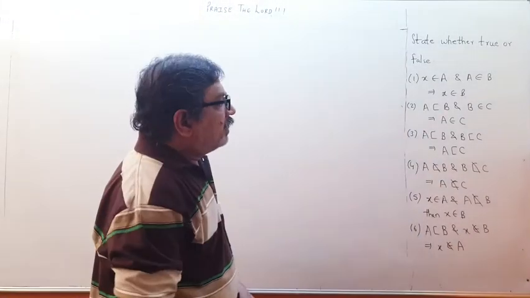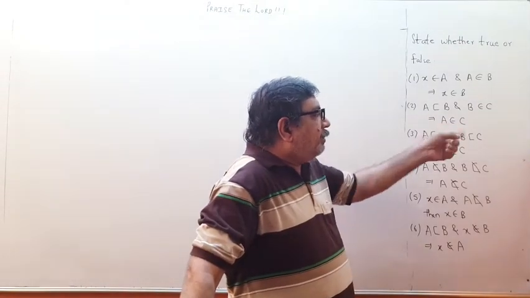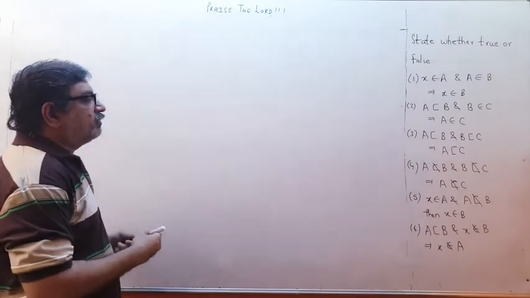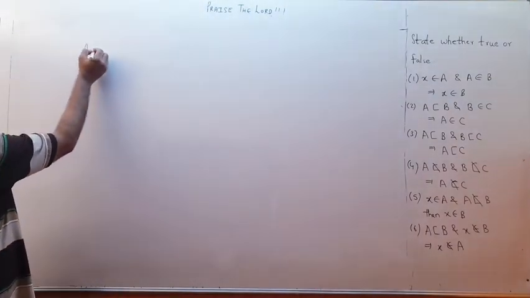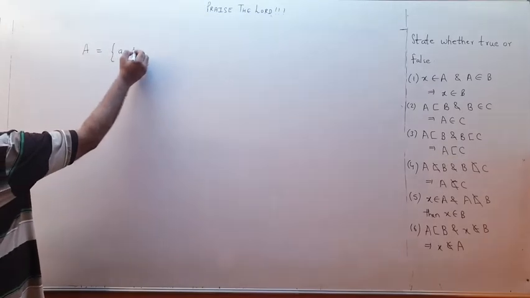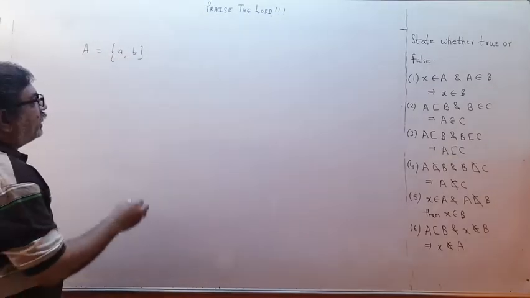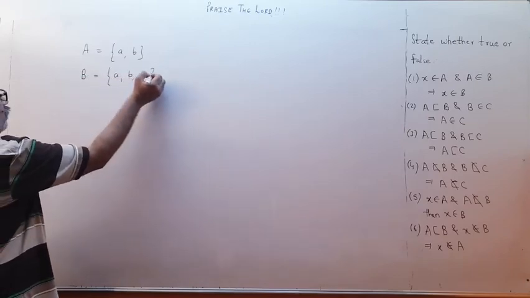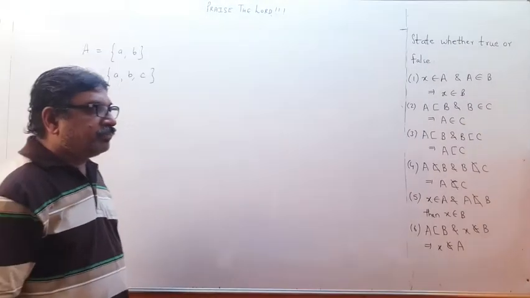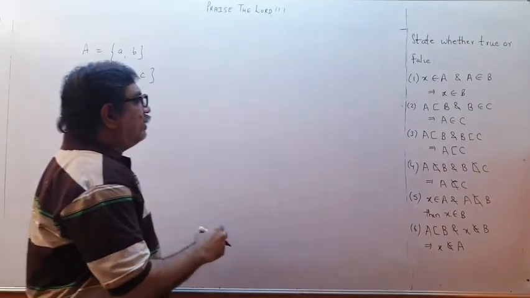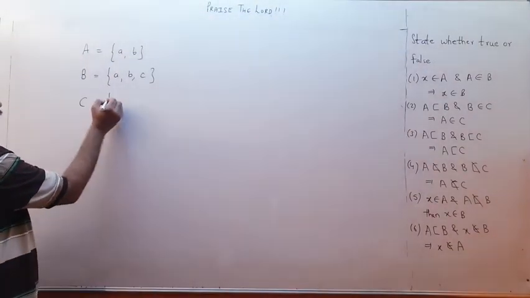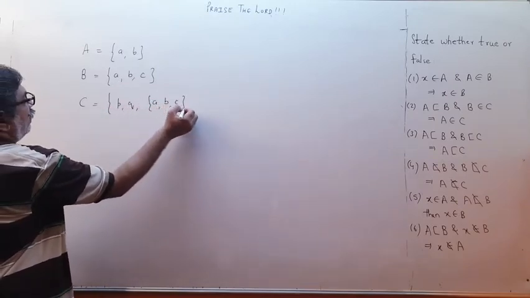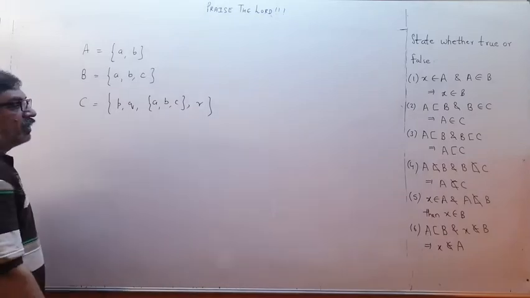Then, A subset B and B belongs to C. Then A belongs to C. Now, A subset of B, we think like this. A subset of B means supposing A is AB. It is subset of B. So, B will be, supposing B is ABC. So, A subset of ABC. B belongs to C. So, maybe C will be PQR, ABC, and R like this.